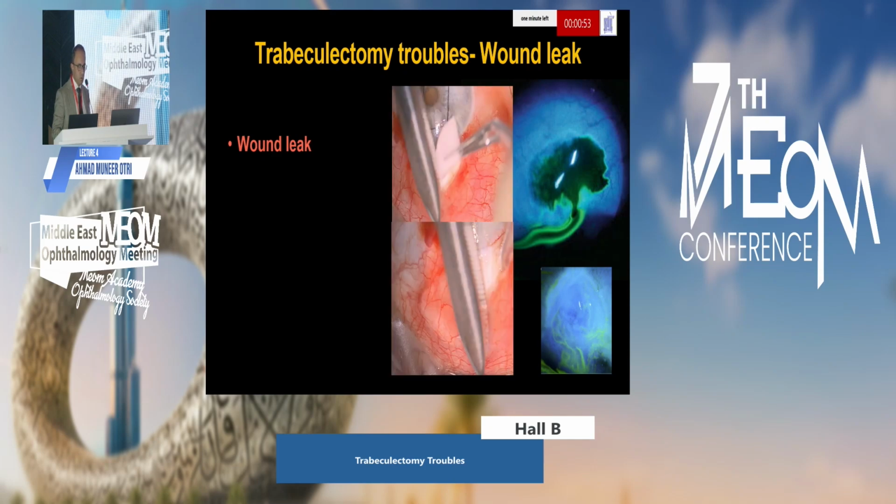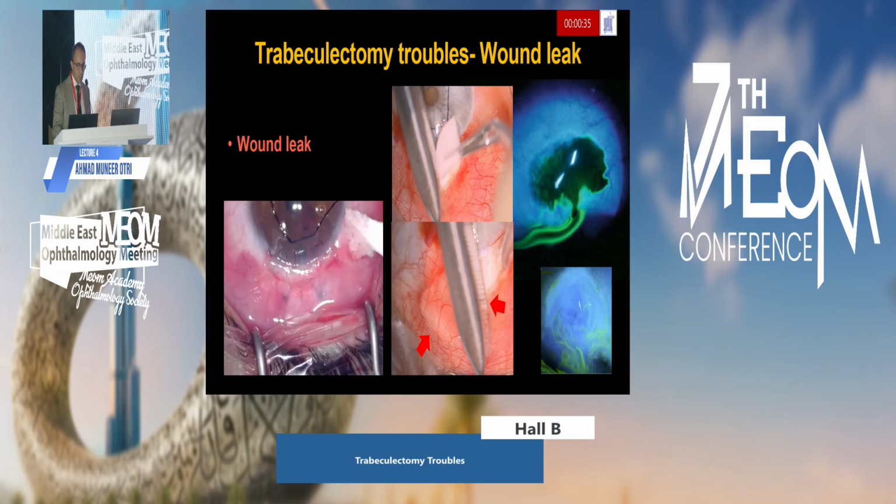To avoid the wound leak, you have to make sure you are suturing very nicely. You have to put your mitomycin away from the wound, and you always have to protect the edge of the conj. Do not immerse the edge of the conj with the mitomycin, and then you have to test it at the end with the fluorescein.